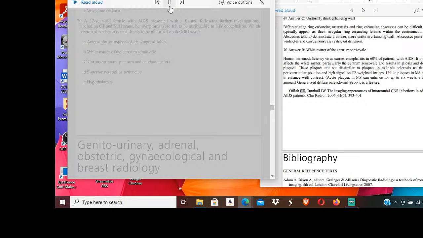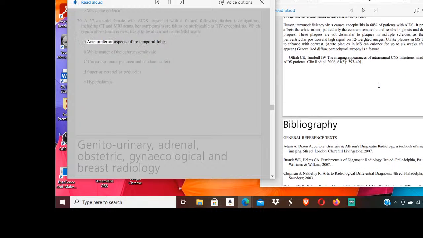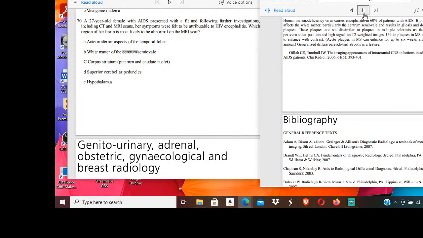Vasogenic edema. 70. A 27-year-old female with AIDS presented with a fit, and following further investigations, including CT and MRI scans, her symptoms were felt to be attributable to HIV encephalitis. Which region of her brain is most likely to be abnormal on the MRI scan? A. Anteroinferior aspects of the temporal lobes. B. White matter of the centrum semiovale.